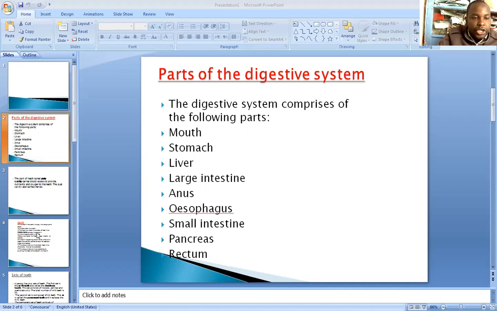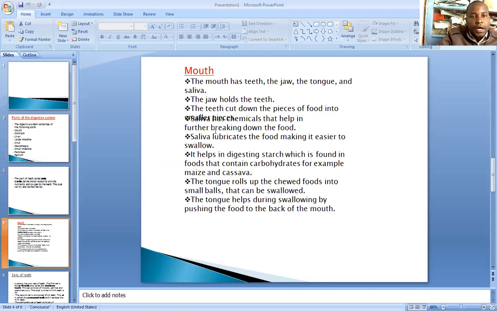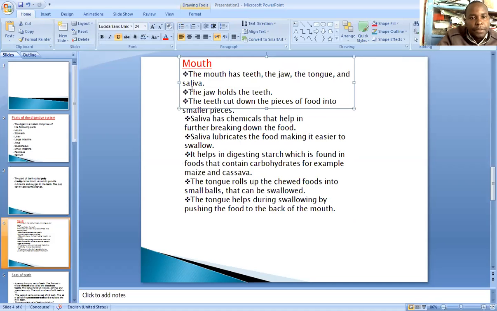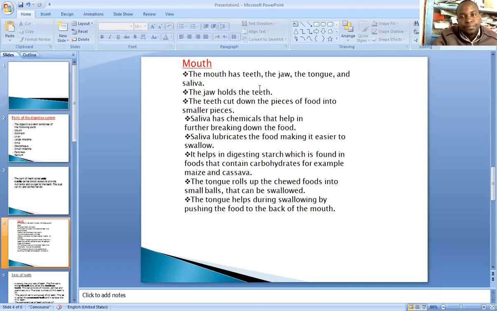Now, to begin with the mouth, we have the teeth, the jaw, the tongue, and the saliva. The jaw holds the teeth. So in case you are asked which part holds the teeth, it is the jaw. The teeth cut down the pieces of food into smaller pieces.